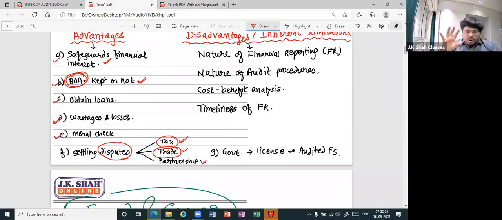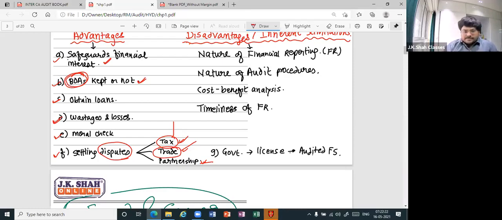By the way, although I am telling you this in one point only, these are 3 different advantages. This is to be written separately, this to be written separately, this to be written separately. I am telling you like this because it is simpler to learn, because everything has a common ground, which is settling the disputes.